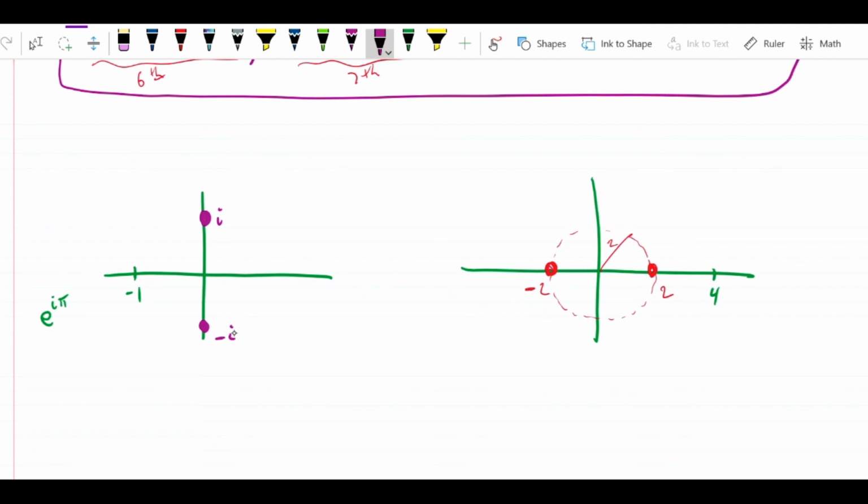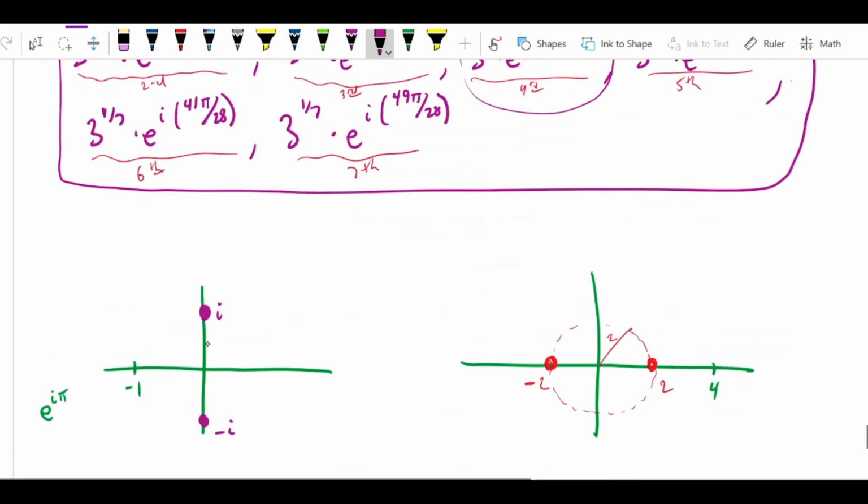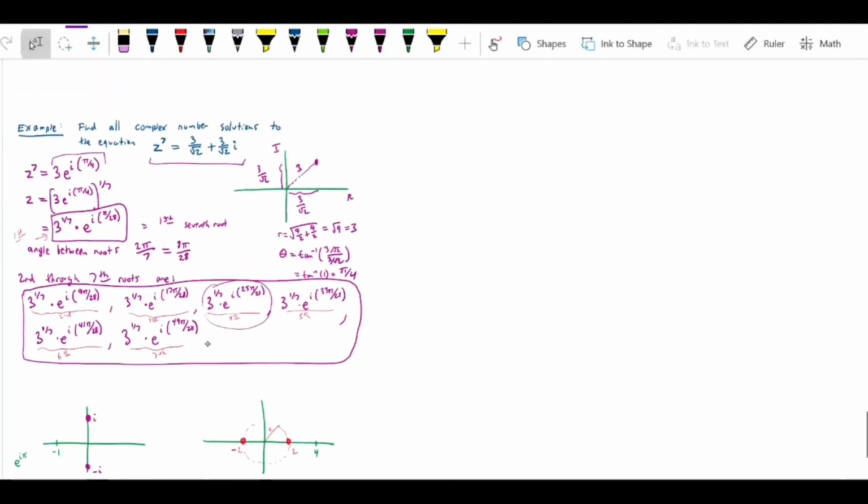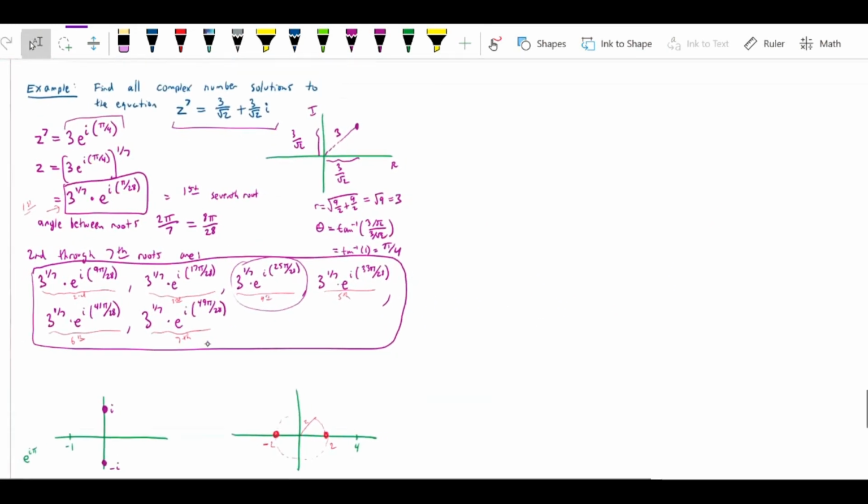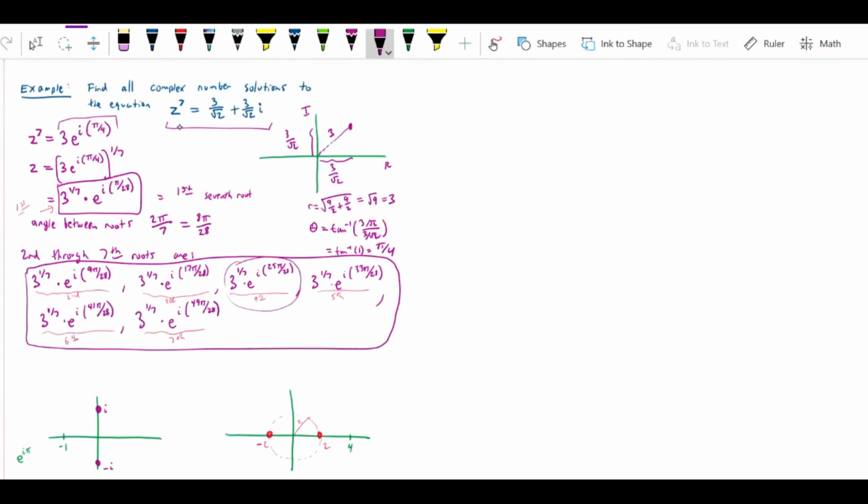So we find one of them by the algorithm, and then we simply add whatever fraction of the circle until we have found all the roots. So there we go. That's how we find the n nth roots of a number, or equivalently, all the solutions to the equation z to the n equals some number.